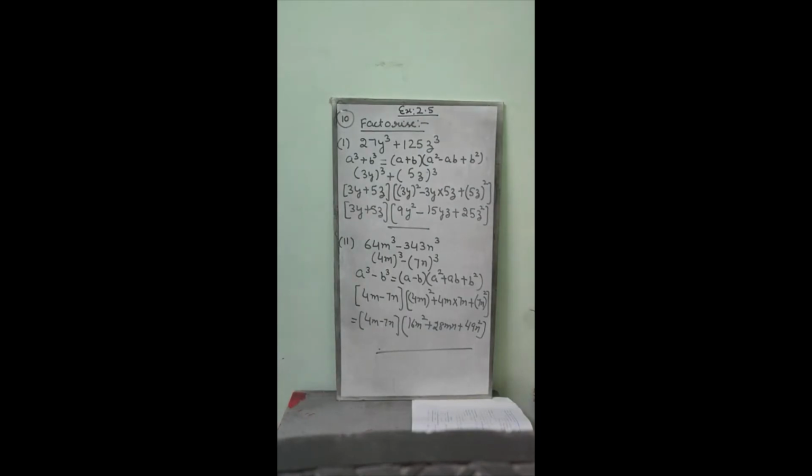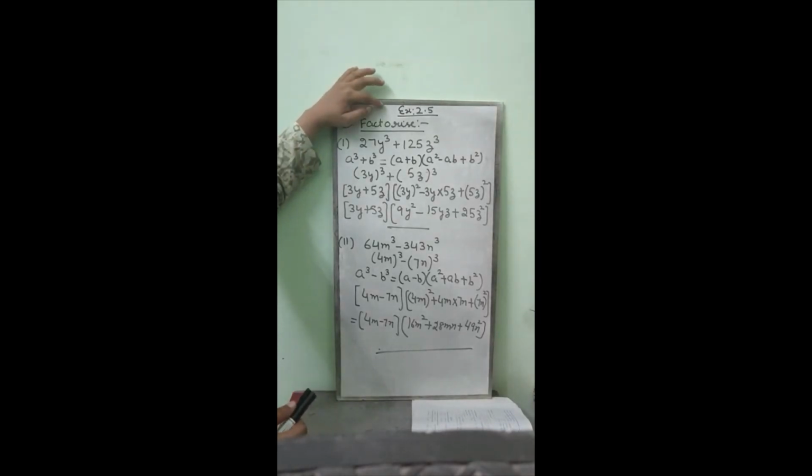Students, I want to tell you one thing. Exercise 2.5, sum numbers 1 to 10 are in the syllabus. Sum numbers 11 to 14 are deleted. Clear? So now we will start with sum numbers 15 and 16.